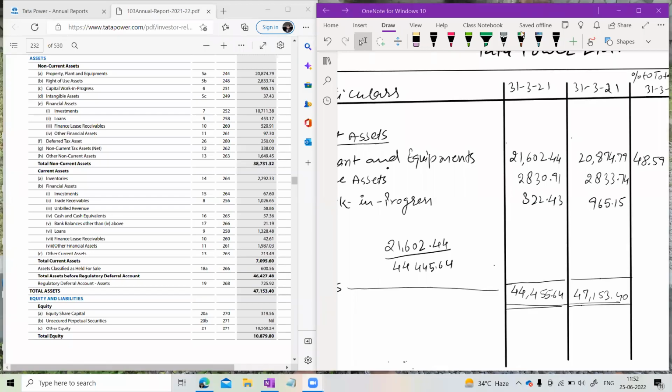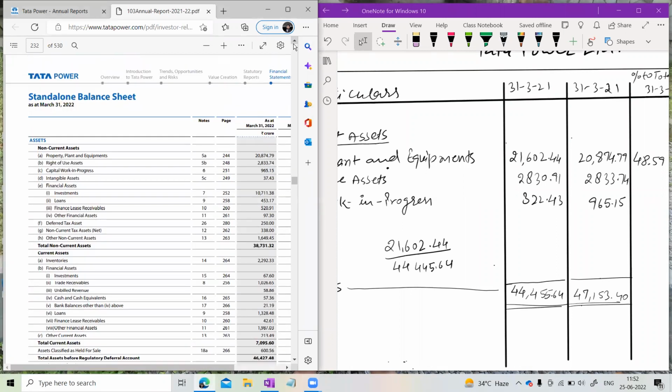Hello everyone. Today I'm going to show you how to make a common size balance sheet. I'm taking the same example of Tata Power that we have already used for making the comparative balance sheet.